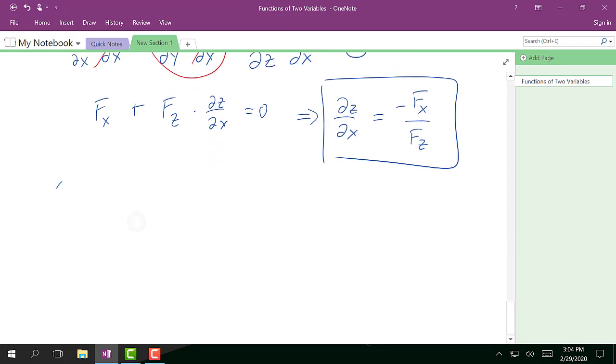And so similarly, we can look at this for the partial derivative with respect to y, in which case we get the partial of z with respect to y is negative f sub y over f sub z.